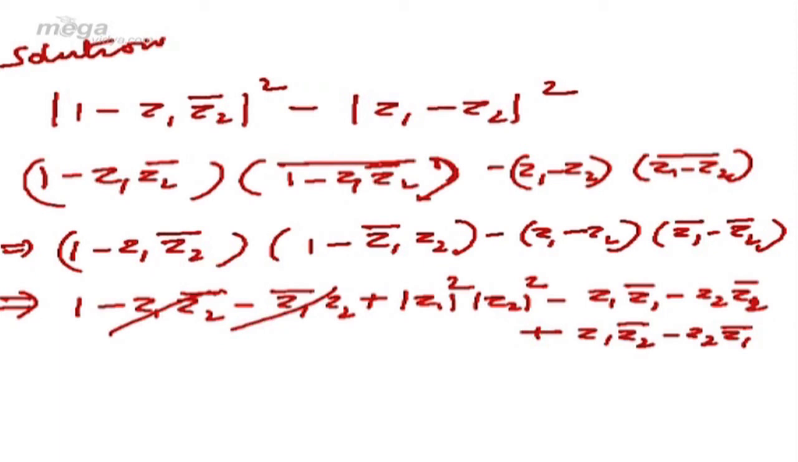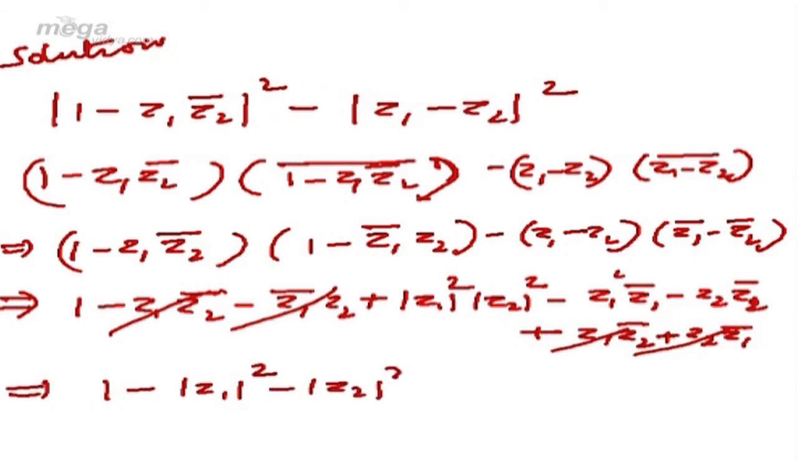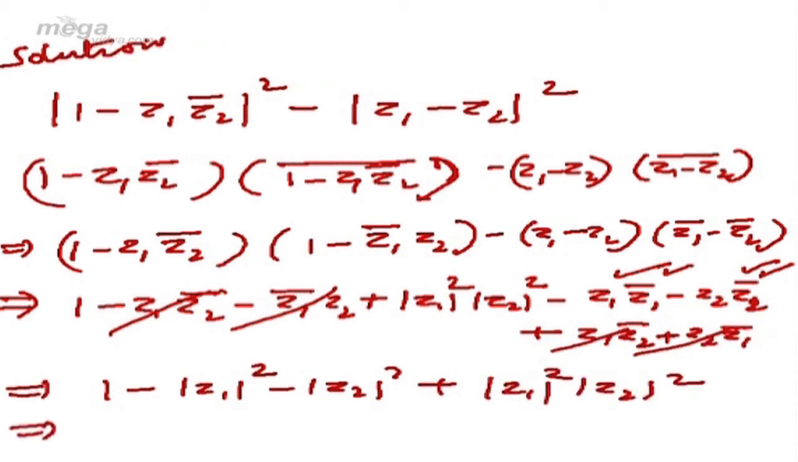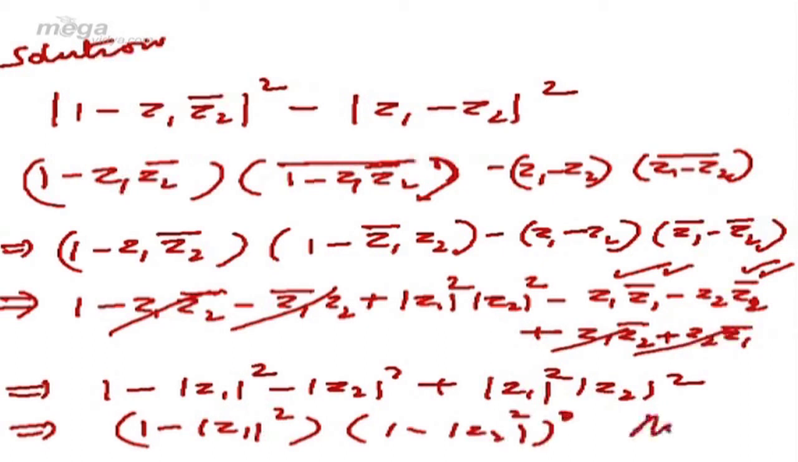The cross terms will cancel out. So we have 1 minus mod of z1 square minus mod of z2 square plus mod of z1 square into mod of z2 square. If we factorize it, we will get (1 minus mod of z1 square) into (1 minus mod of z2 square). This is the required result.